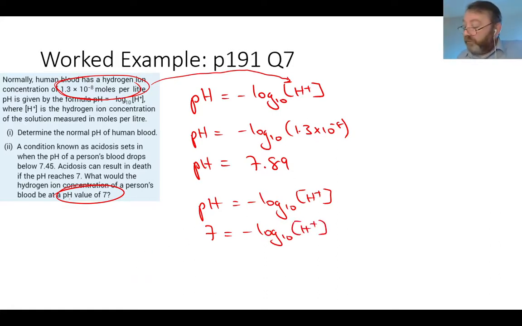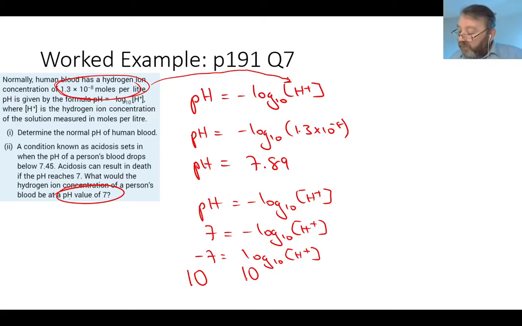Now, first things first. Let's start to work in towards this H+. Let's multiply both sides by minus 1. Minus 7 equals log to the base 10 of the hydrogen ion concentration. And the last thing to do to get the hydrogen ion concentration on its own on the right hand side is to get rid of this log to the base 10. And the only way that I can get rid of log to the base 10 is by bringing in base 10 on both sides. In other words, the left hand side and the right hand side become powers of the base 10. And that means that if you have base 10 and log to the base 10 meeting, working together, they'll cancel each other.